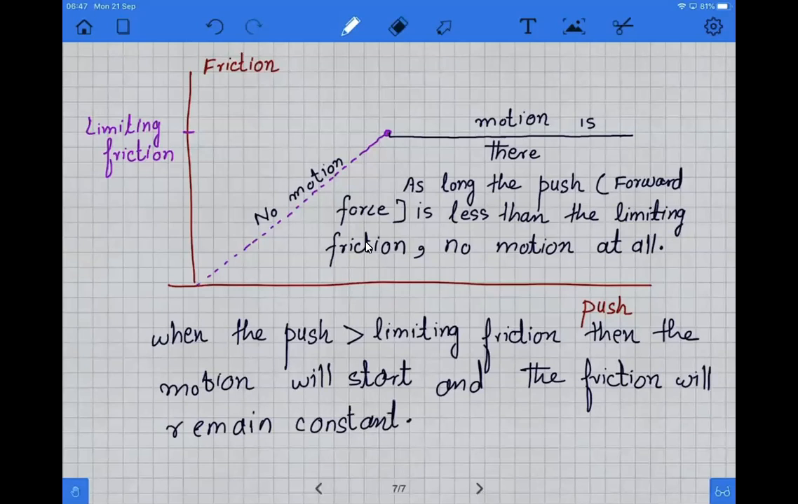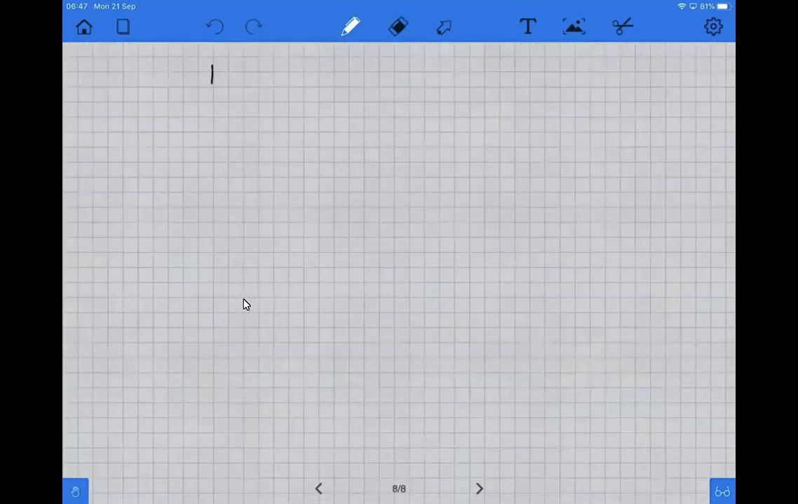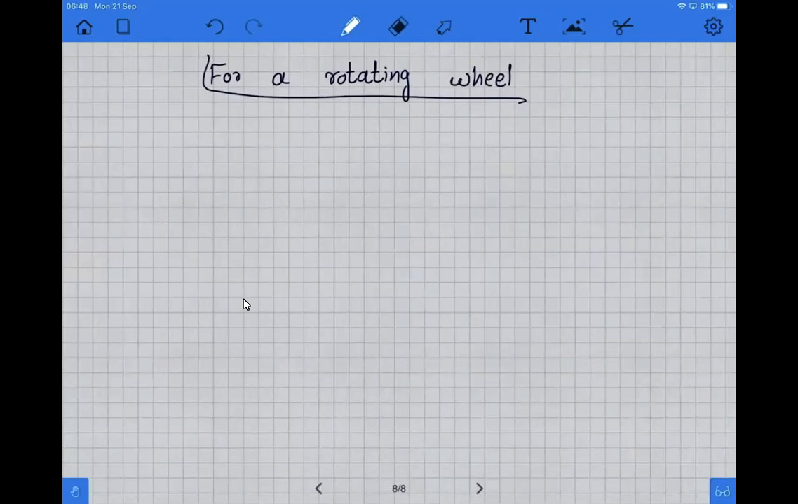The same principles apply to rolling friction. For example, for rotating wheels, the rules for friction are the same, yet the friction is called the rolling friction. And the direction of the rolling friction needs to be understood carefully.